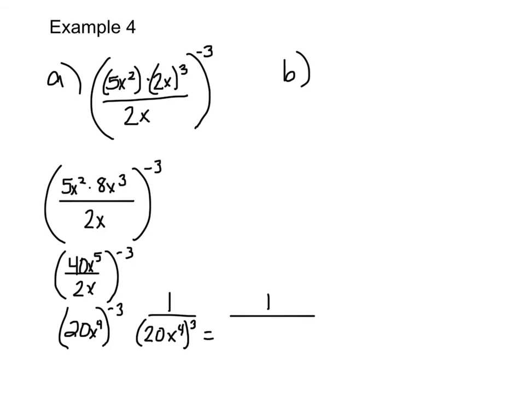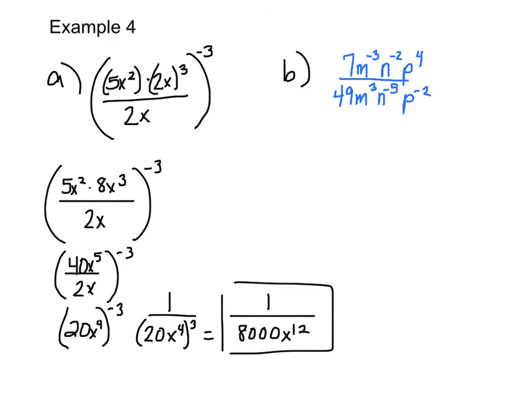Which then gives me 1 over 20 times 20, which is 400, and 400 times 20 is what? Good. It's 8,000. And then I multiply my powers, x to the 12th. So you would get 1 over 8,000 x to the 12th.